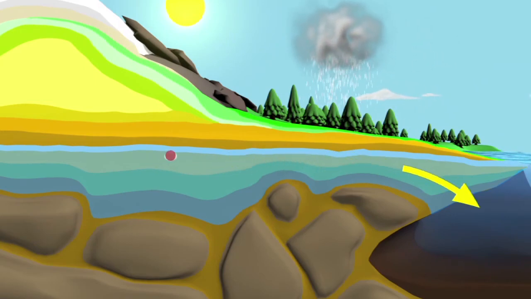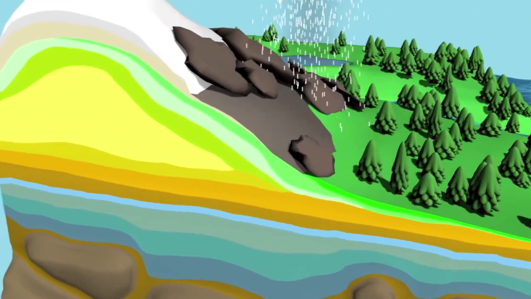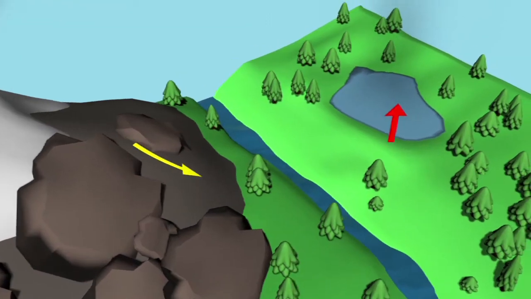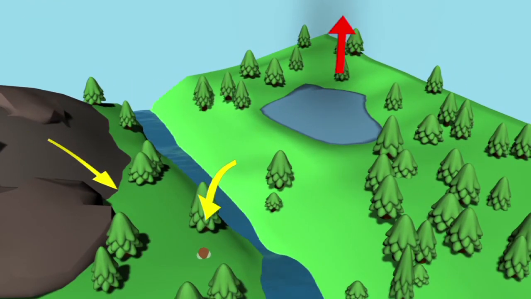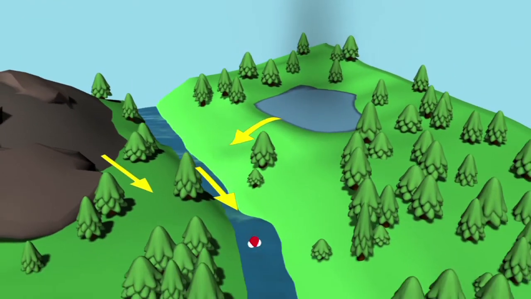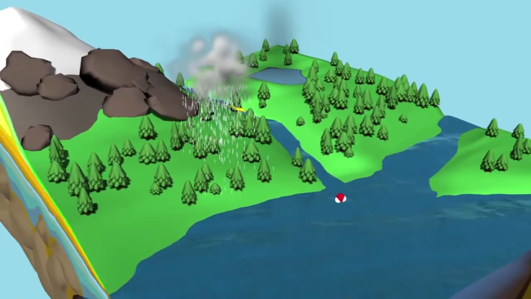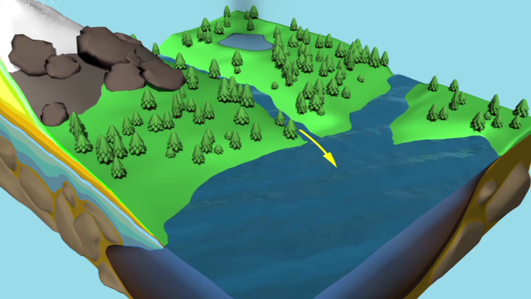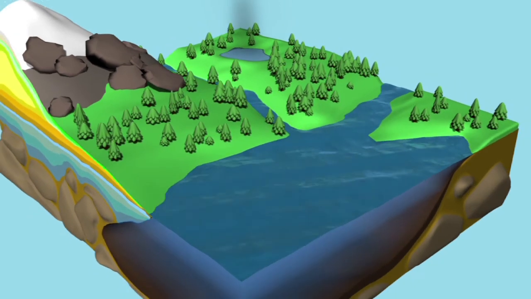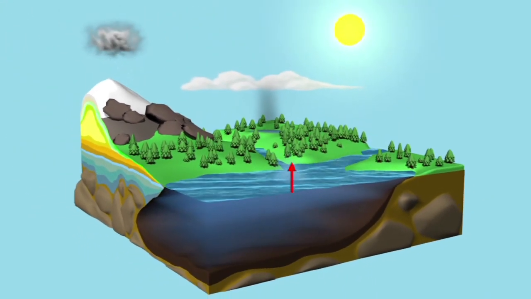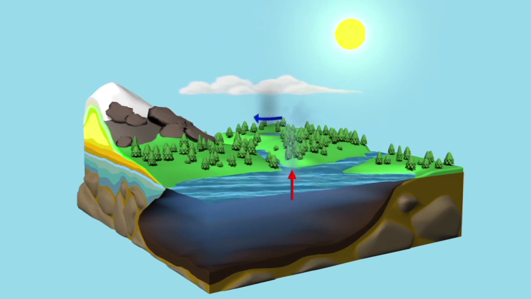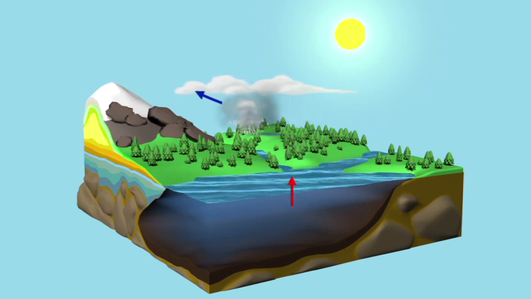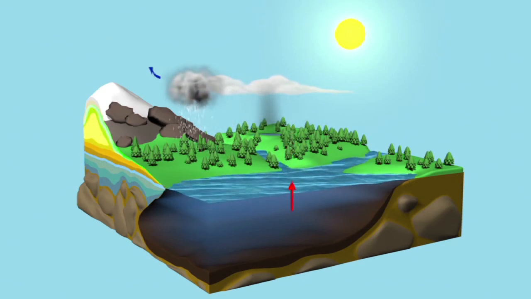Once on land, it will either re-evaporate, be used by a plant, drain to the water table, or enter a stream. Streams and rivers bring the water molecule back to where it started, the ocean. Soon, the water molecule will begin its journey again. Now you know how the water cycle, powered by the sun, distributes water and heat around the world.